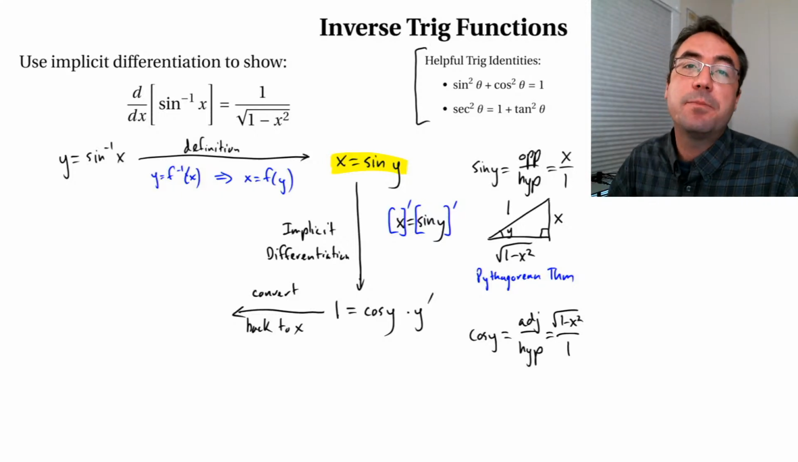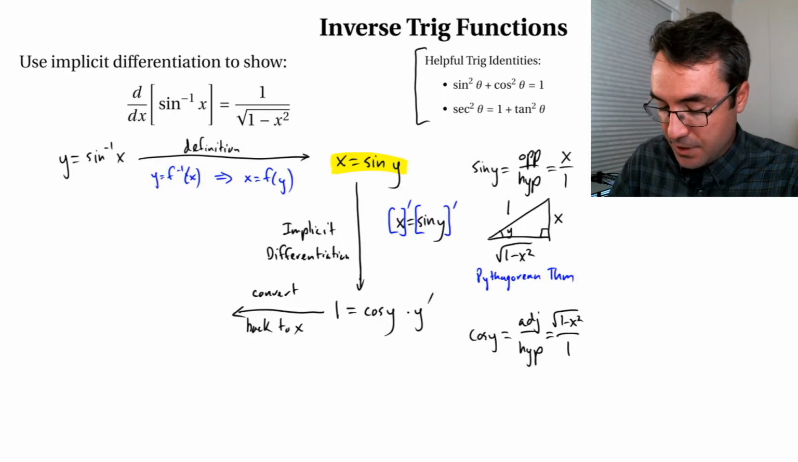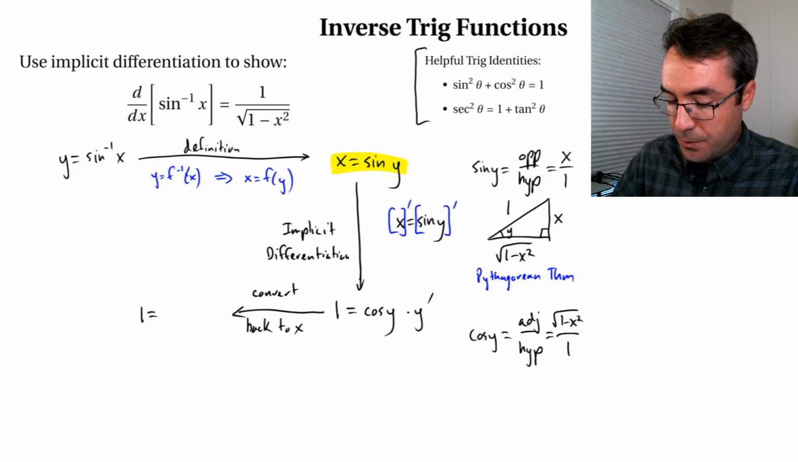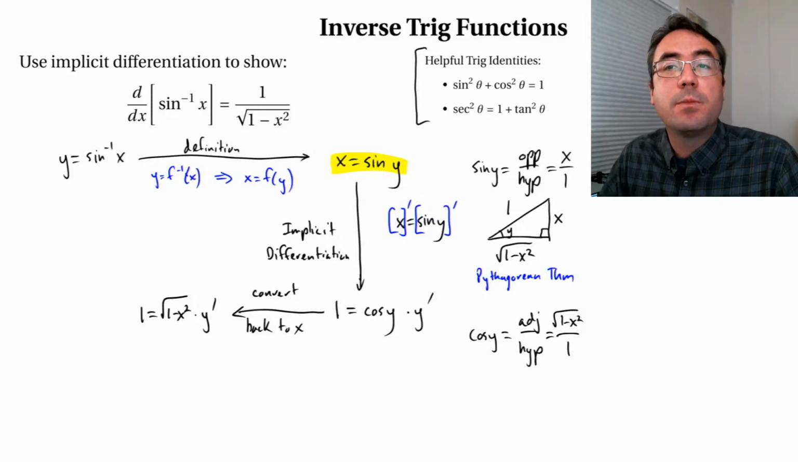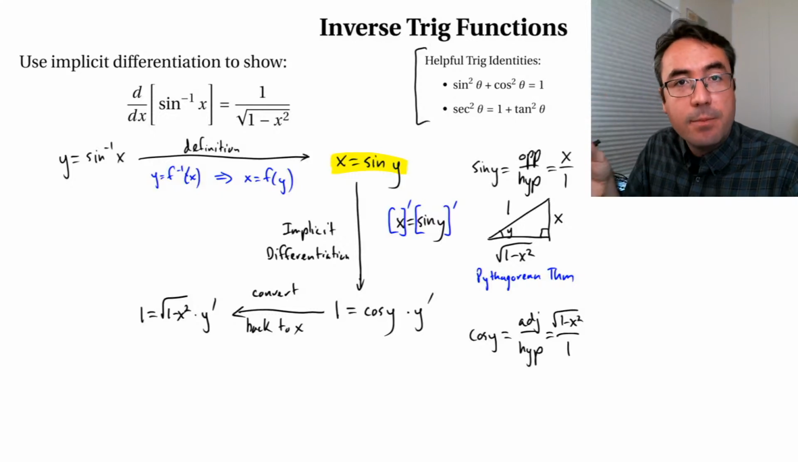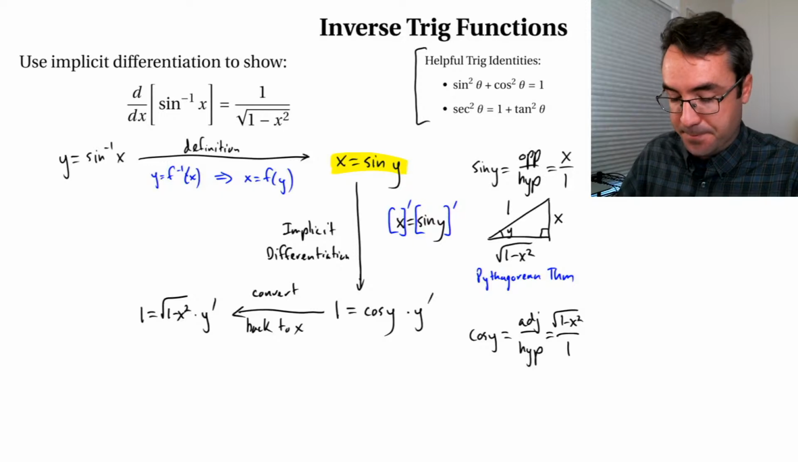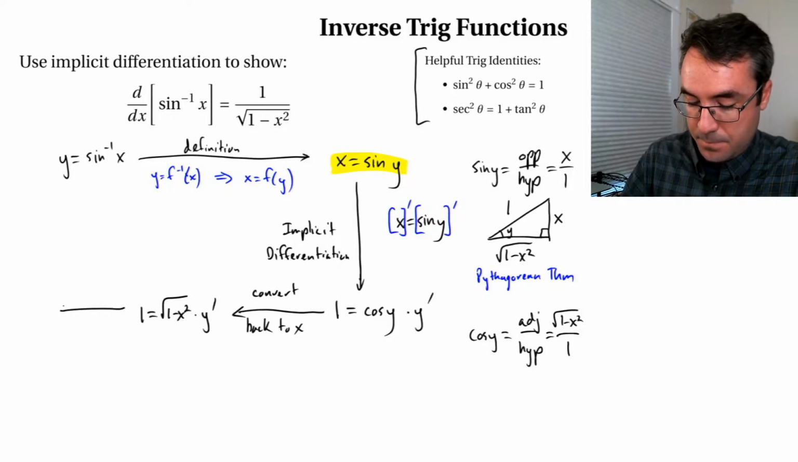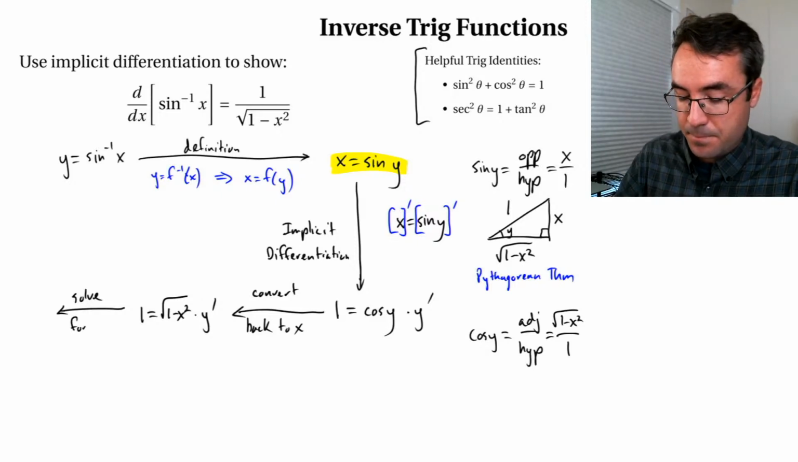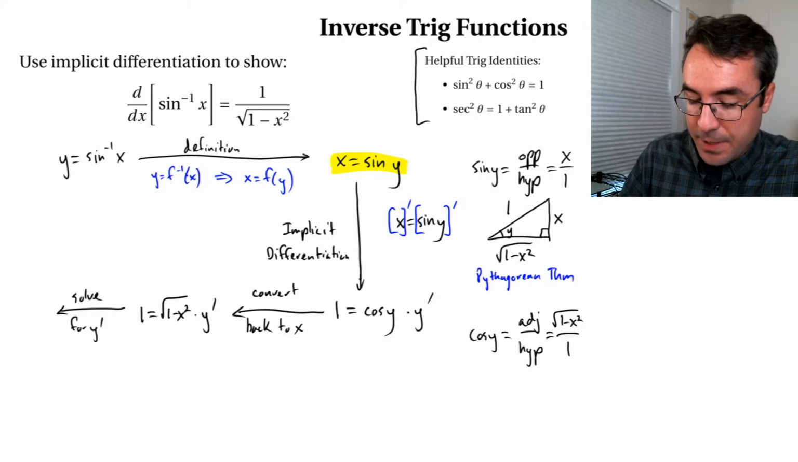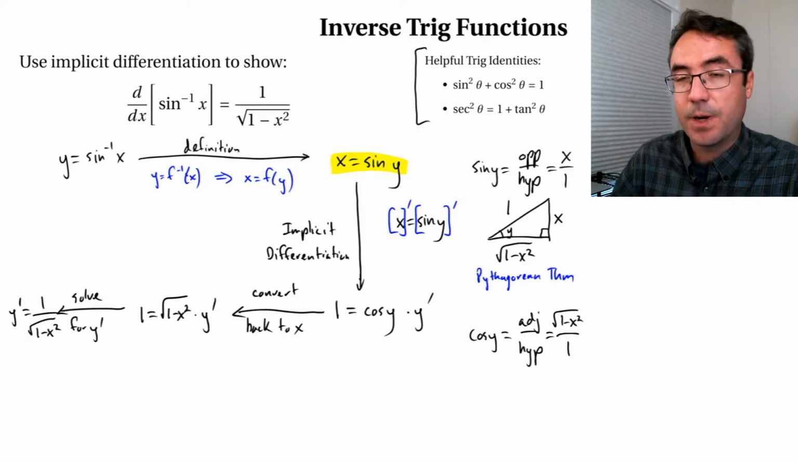So we just fill that result into our equation. That gives us 1 is equal to square root 1 minus x squared times y prime. And then the very last step here is we want to solve for y prime, just like we normally would do with implicit. We're going to move that square root to the other side. So our last step here, solve for y prime. And when we do that, we get our result. y prime is equal to 1 over the square root of 1 minus x squared.